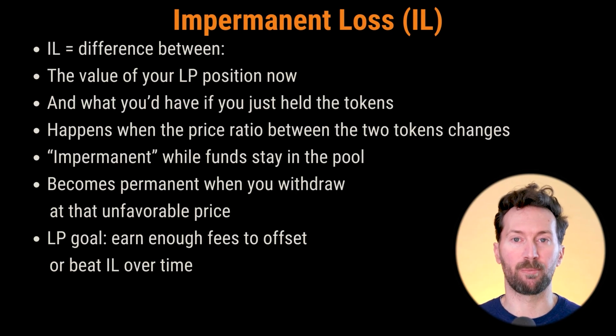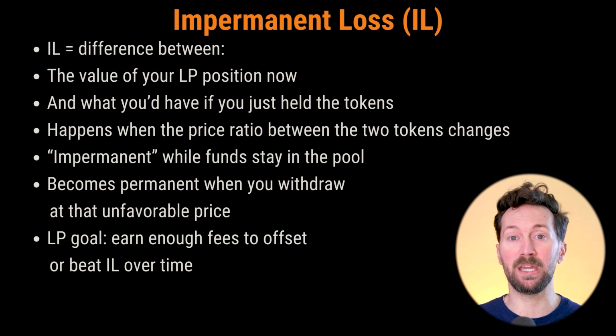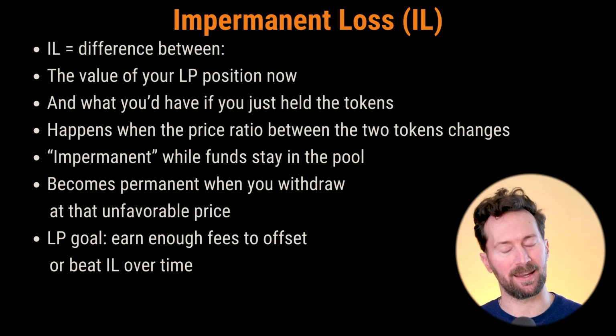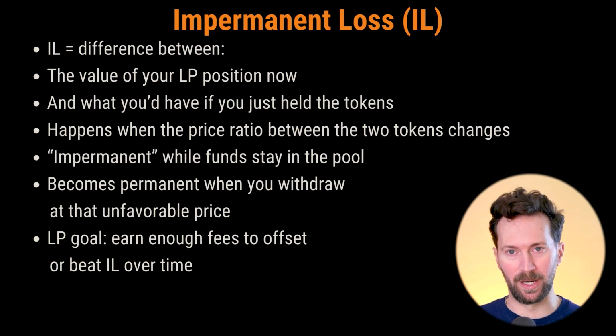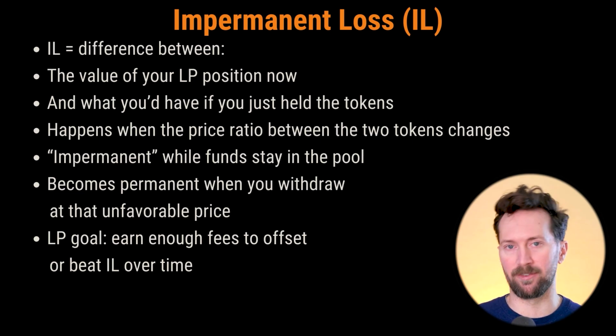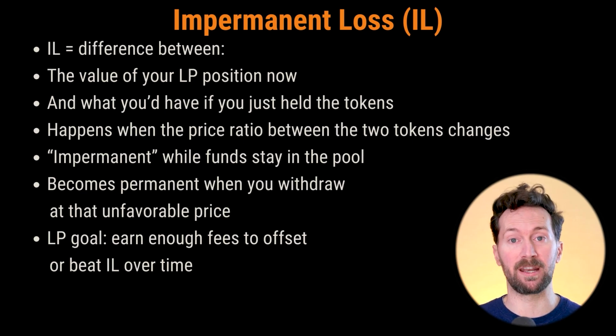It happens when the price ratio between the two tokens you deposited changes. The reason it's called impermanent is that as long as you keep your liquidity in the pool, that loss can shrink or even disappear if prices move back. The loss becomes permanent the moment you withdraw your liquidity at that unfavorable price. So the goal as an LP is to earn enough trading fees to offset or outpace any impermanent loss over time.